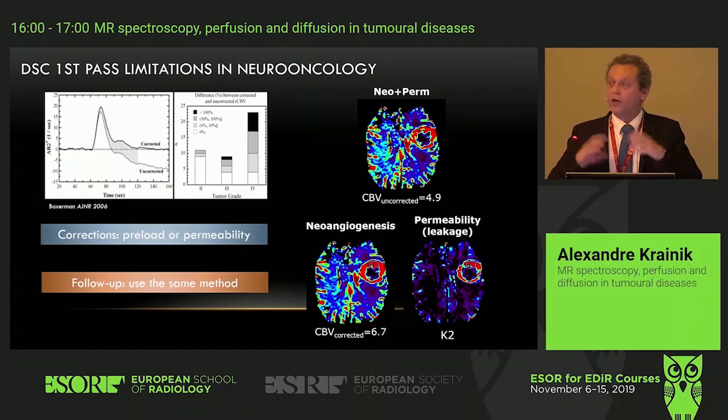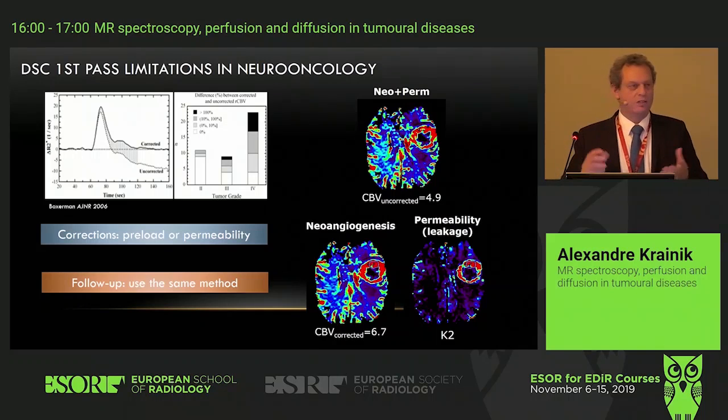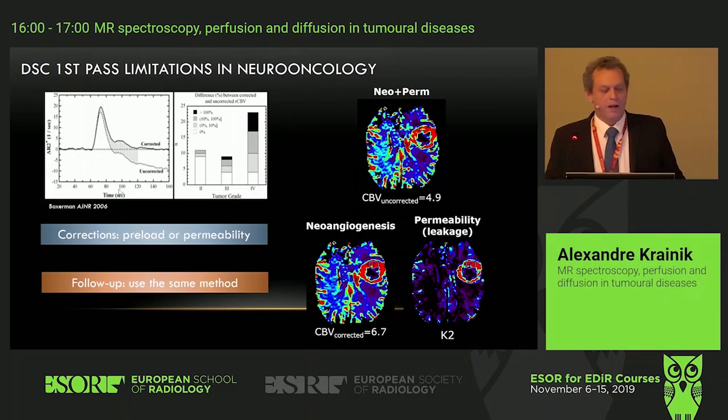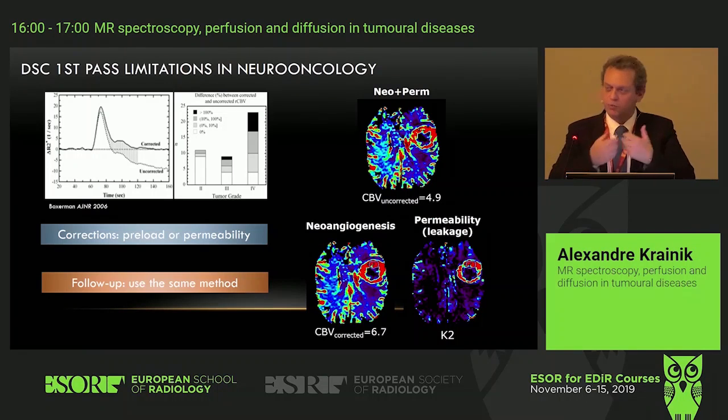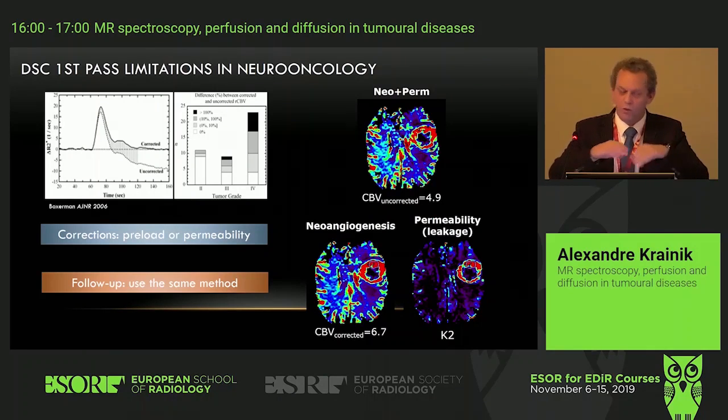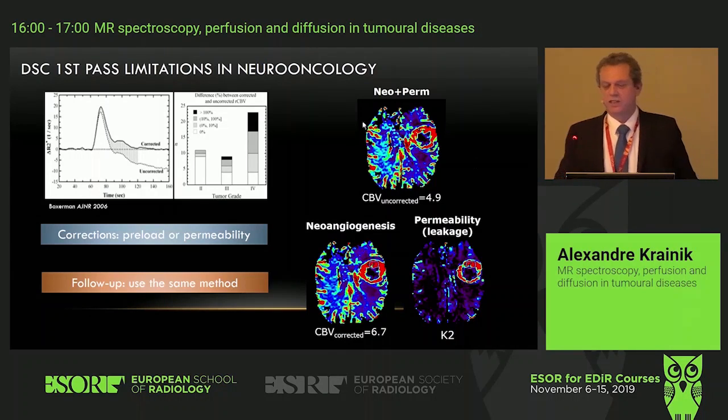It's in a correction for the leakage. You can do it on mathematics. But in practice, you can do it also in a different way. You will inject a preload gadolinium in order to saturate the interstitial tissue. You will first provoke the contrast enhancement. Once the gadolinium is in the tissue, then you measure your first pass, and this gives this kind of map.